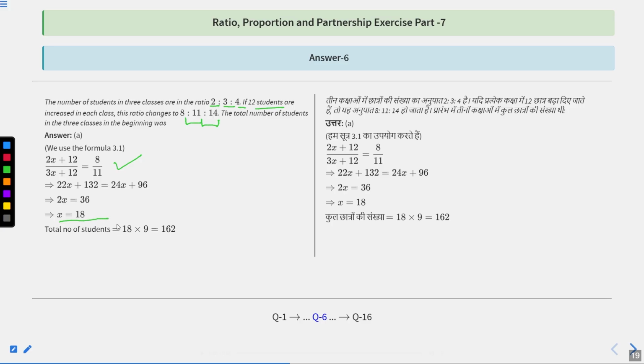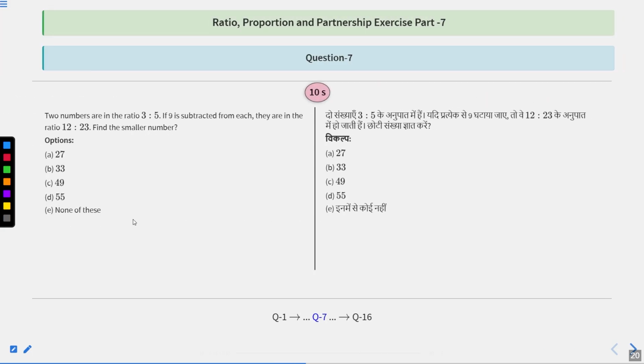So the total number of students: when we add, we know that 2 plus 3 plus 4 becomes 9, and x equals 18. So multiplying 18 into 9, which is 162. So before the increase of the students, the number of students is 162.